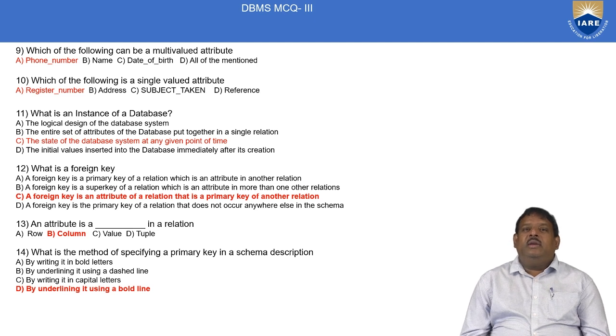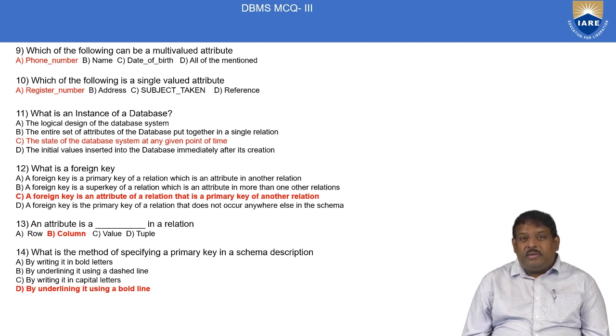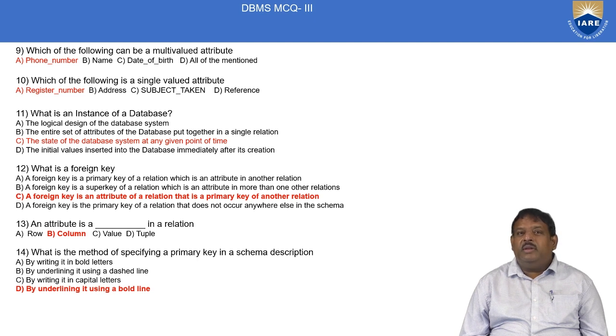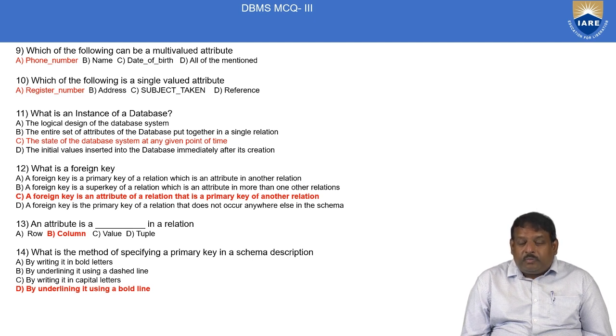The options given to us are the register number, the address, the subject taken, and reference. The address can be multi-valued: you can have a temporary address and a permanent address. So it cannot be a single valued attribute. Subject taken also cannot be, as you can take multiple subjects. Reference also cannot be. So the register number, or your registration number, or your rank, is a single valued attribute. For a single valued attribute, there should be only one value.